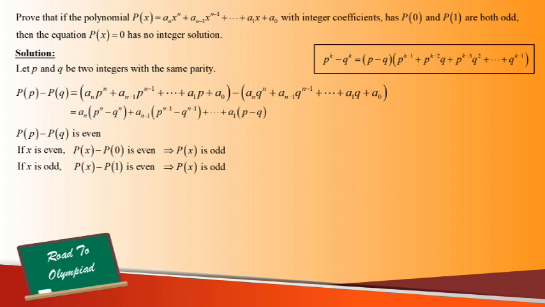Combining both cases, we have P(x) is odd for any integer x. And this tells us that P(x) = 0 has no integer solutions, because for any integer x we must have P(x) an odd number, which cannot be 0. And this marks the end of the proof.